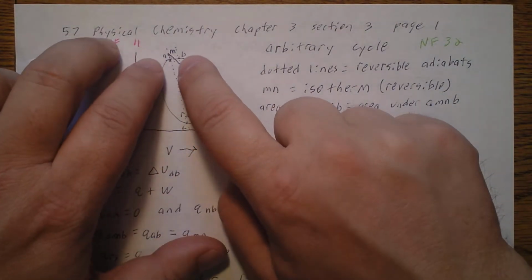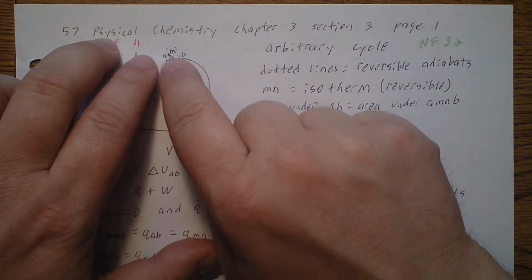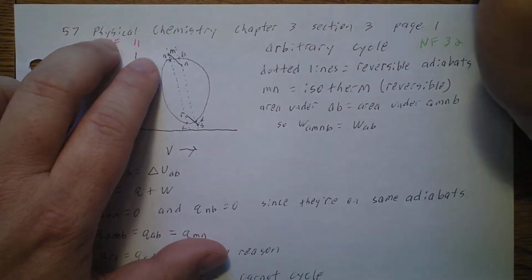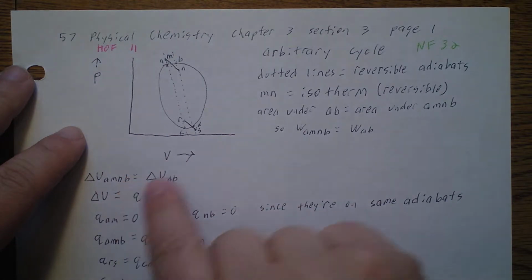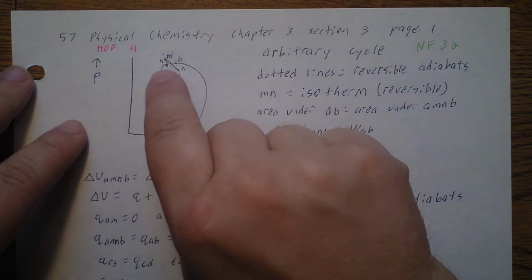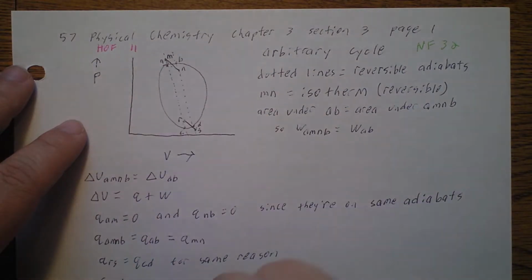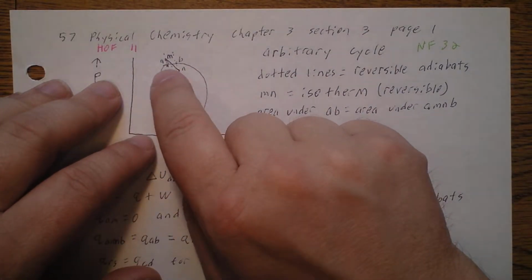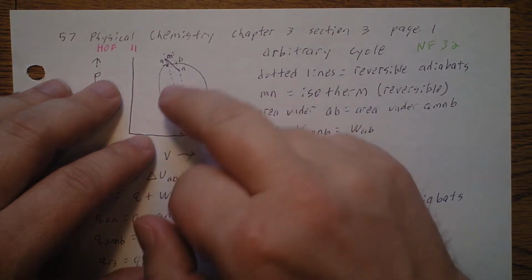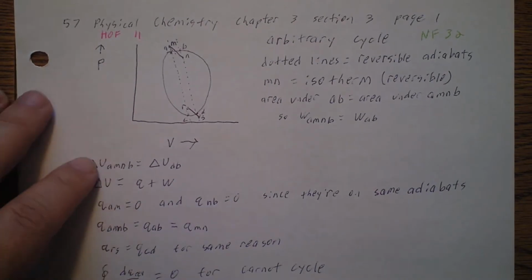So this area under AB, that's the same as the area under AMNB. So what we can say then, remember work is PdV, so the work done by this process AMNB is the same as the work done by just AB. So that's what we're trying to find here. For an arbitrary cycle, we want to know the work from A to B, and we're going to do this by making up extra points so we can do the analysis.